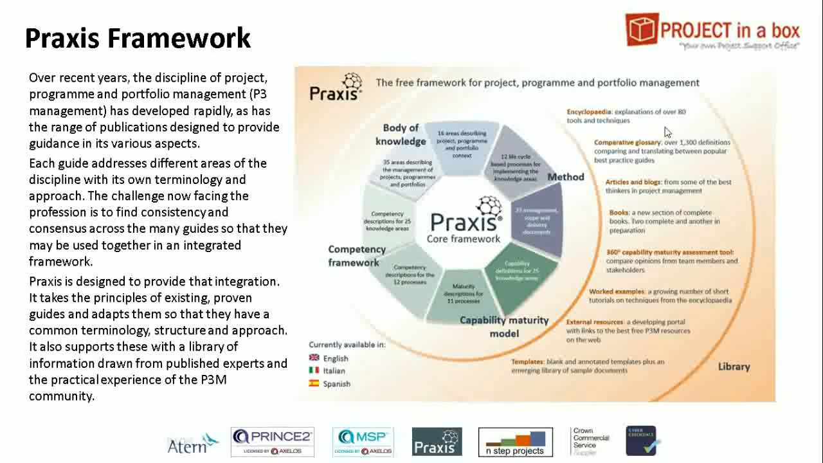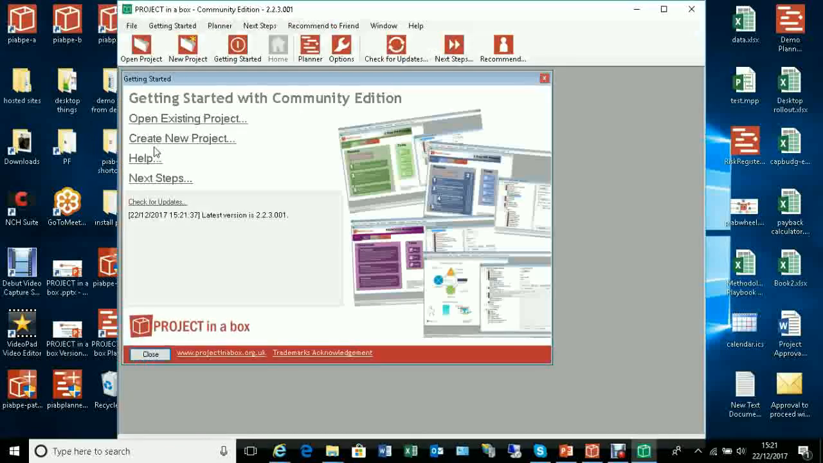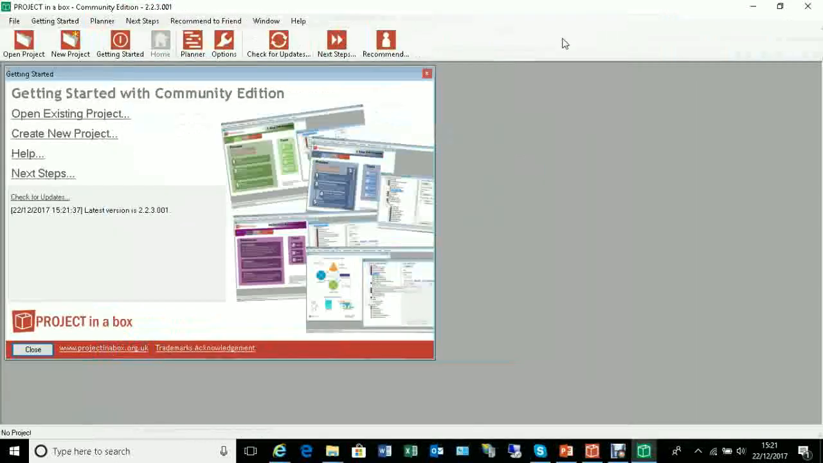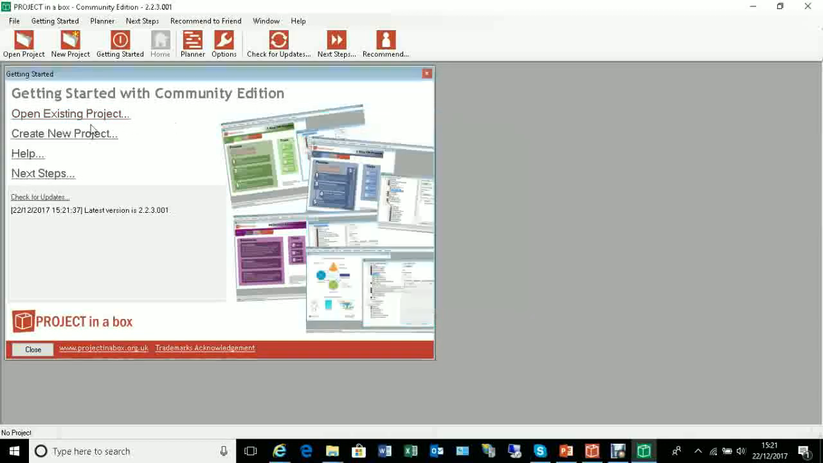Let's have a look at some of that in practice then within Project in a Box. As I mentioned, we're going to start by looking at the Community Edition. This is a completely free tool that you can use on your Windows desktop or laptop forever if you want to. It also comes with a planning tool, which we'll talk about in a minute. When you install it, it has some example projects in it already, and we can see a list of those here, but we can create a new one.